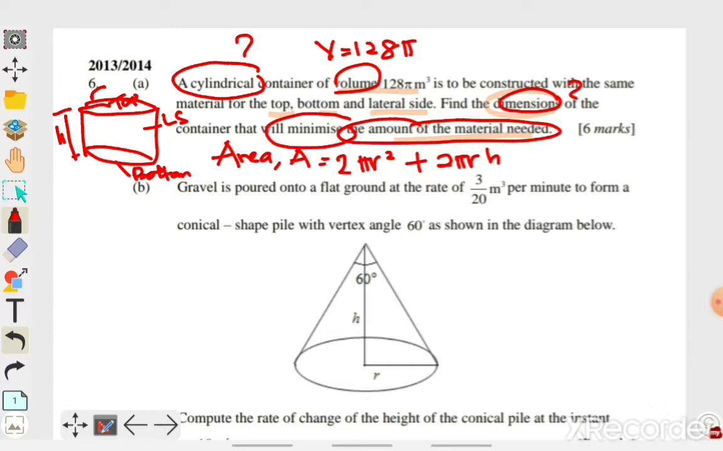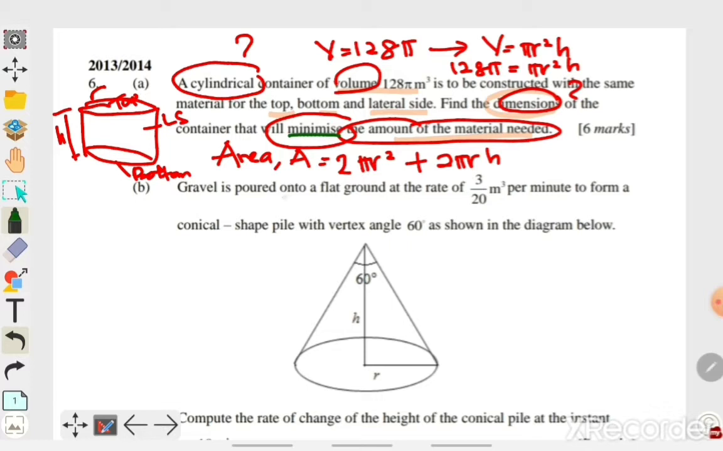The next formula we have to consider is the formula of the volume of the cylinder. Volume of the cylinder equals pi r square h. So from here you have 128 pi, so we just add here 128 pi equals pi r square h. Next, what we have to do is minimize the amount of material, so from here we need the minimum of the area.